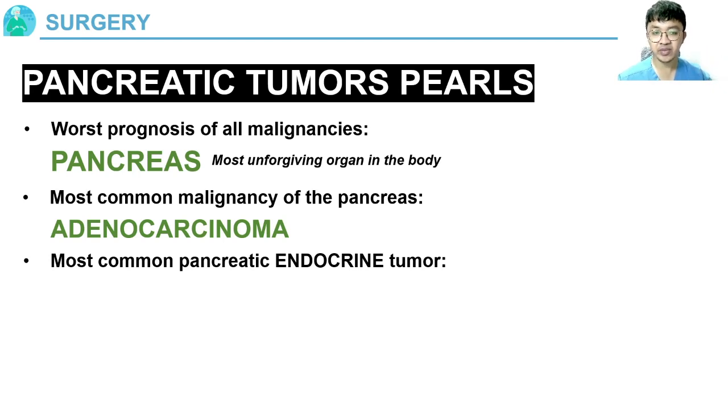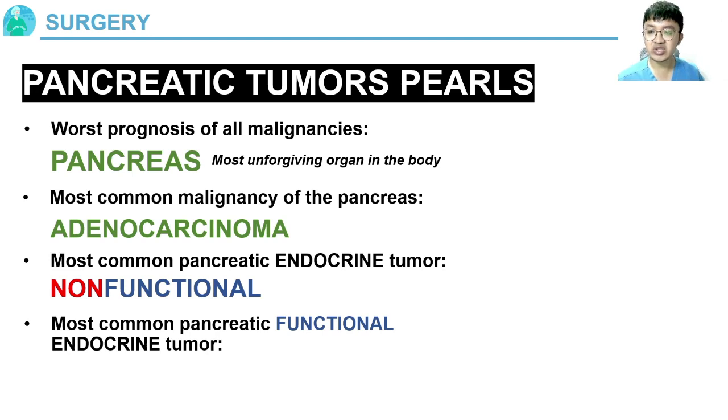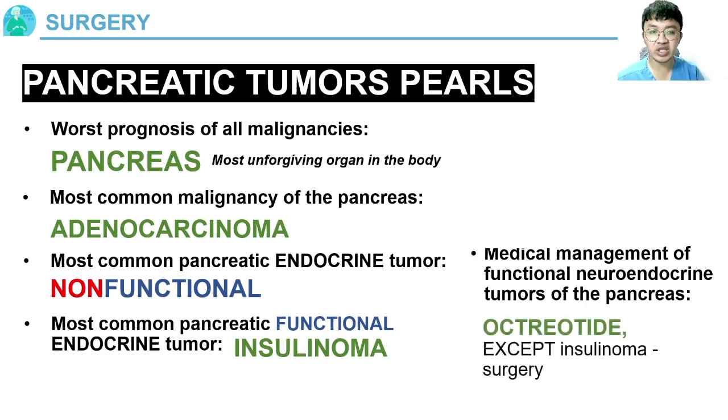Again, that's adenocarcinoma. However, if the question specifies an endocrine tumor, which means it affects the islet cells, the most common endocrine tumor is non-functional. Endocrine tumor means it affects the islet cells, but it does not necessarily have to be hyper-functioning. It does not necessarily have to produce a hormone or be part of a hormonal group of your endocrine neoplasms of the pancreas. However, if they ask for the functional endocrine tumor, which is the most common, the correct answer would be your insulinoma. Medical management of functional neuroendocrine tumors of the pancreas is octreotide, except with insulinoma, where you should do surgery.